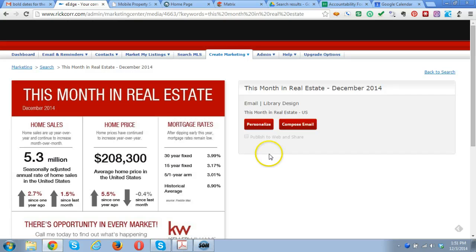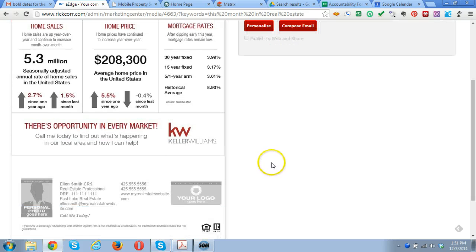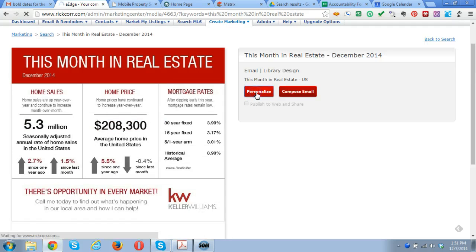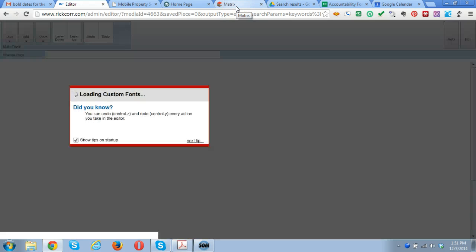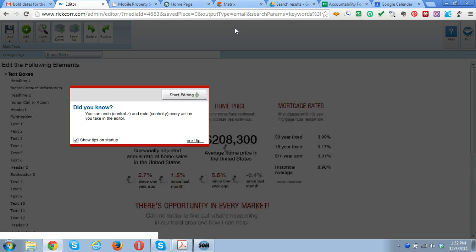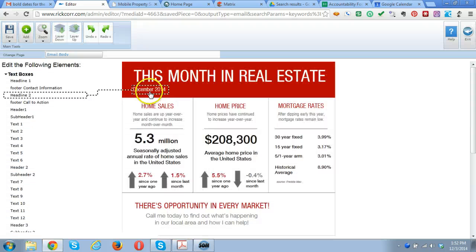So here it is, This Month in Real Estate, December 2014. Yay, we can modify it. So the third, usually it's the fourth when they let you start modifying it. So we're going to click on Personalized. I thought it was the fourth, but I'm often wrong about these things. And we're loading custom fonts because the regular fonts just don't do. All right, so the steps in modifying This Month in Real Estate.